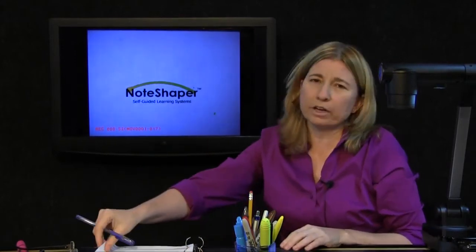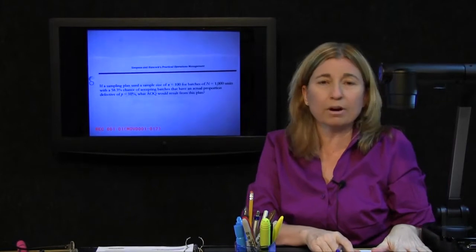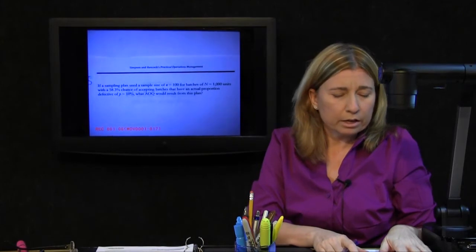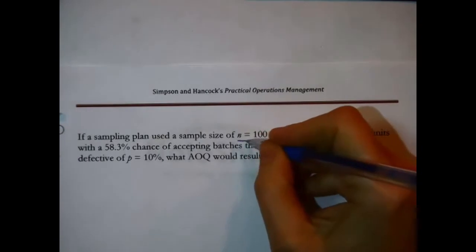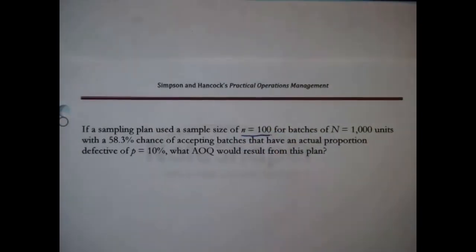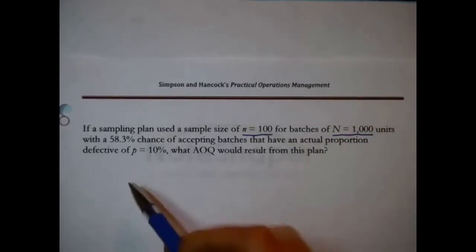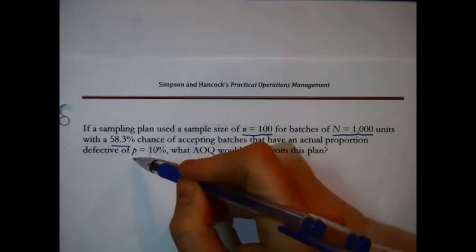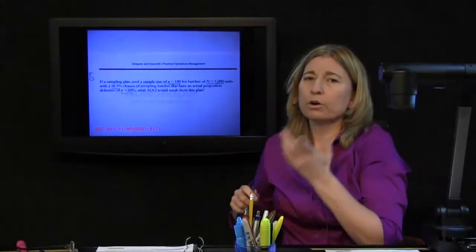Another way to think of AOQ is that it is in essence a formula that you use. It is calculated with a single formula. This particular problem is an excellent example of that. If a sampling plan used a sample size of n equals 100, for batches of capital N, 1,000 units, with a 58.3% chance of accepting batches that have an actual proportion defective of 10%, what would be the AOQ resulting from this plan?